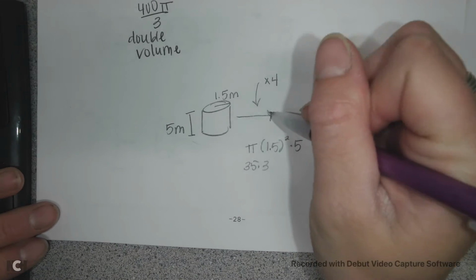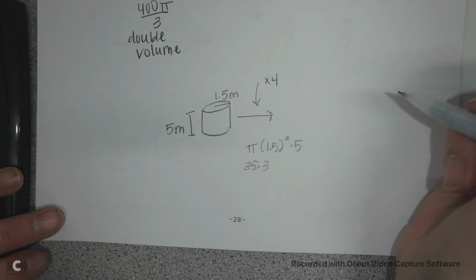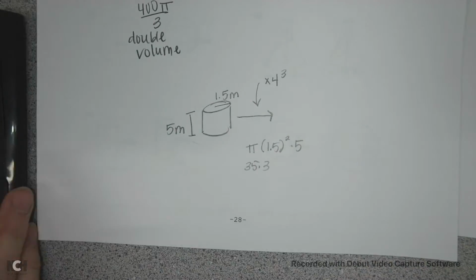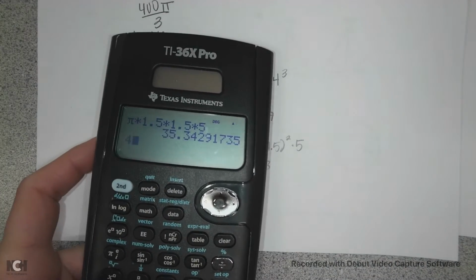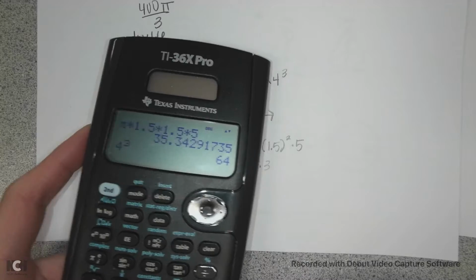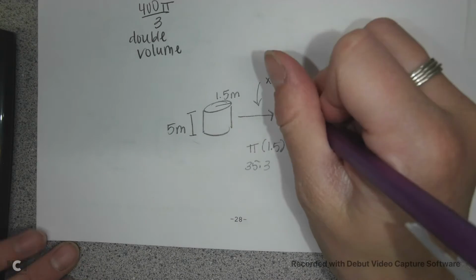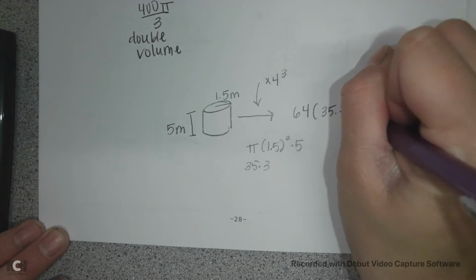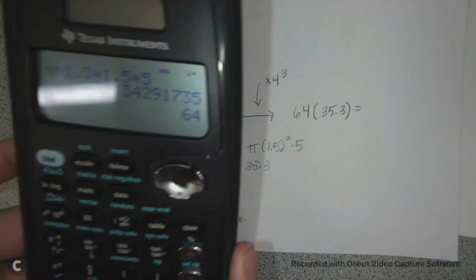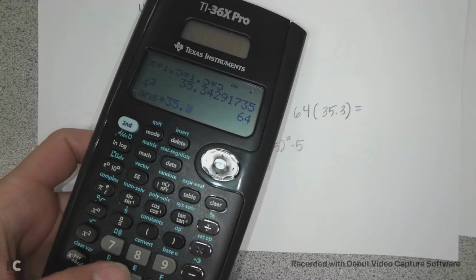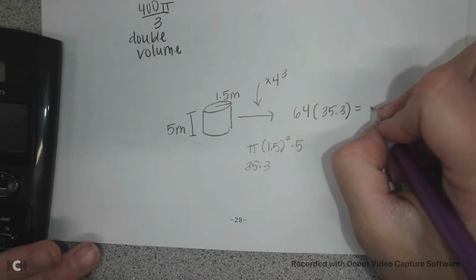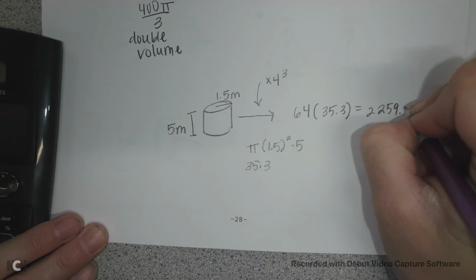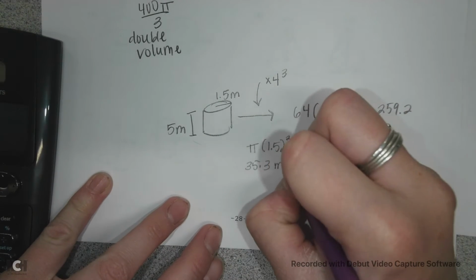Well, since I want it to be 4 times larger, and volume is cubed, in our calculator we do 4 cubed. So 4 cubed is 64. So we will multiply 64 times 35.3, and that'll give us our new volume. So 64 times 35.3 is 2259.2. Oh, I guess we should put units.